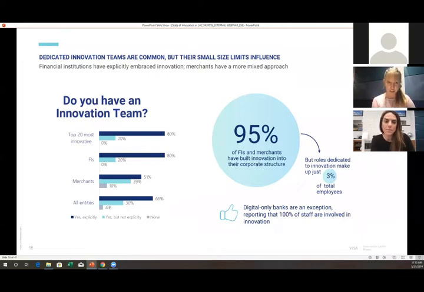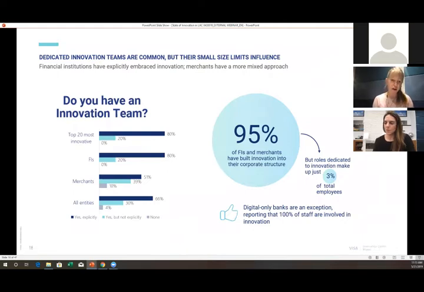The good news is almost everyone we spoke to has incorporated innovation into their corporate structure in some way. However, there are several different models and levels of depth and commitment to innovation that we observed in the region. You can see that, this chart here shows that among our most innovative and financial institutions, 80% of participants already have an innovation team, an explicit innovation team.